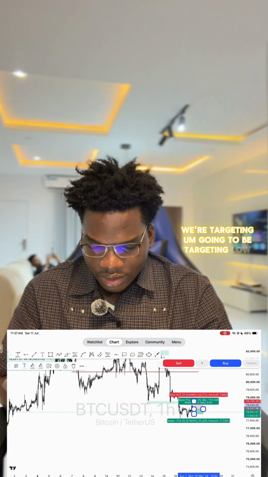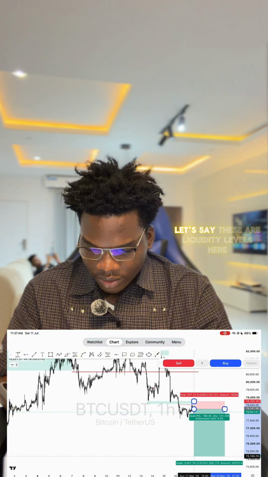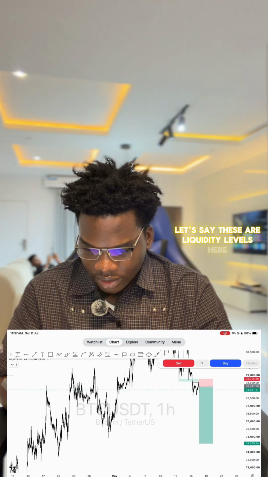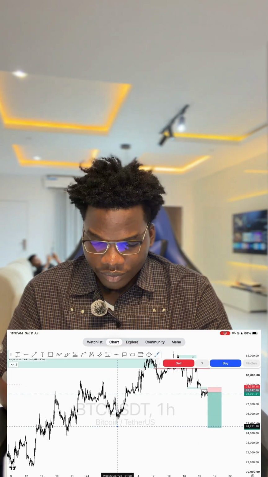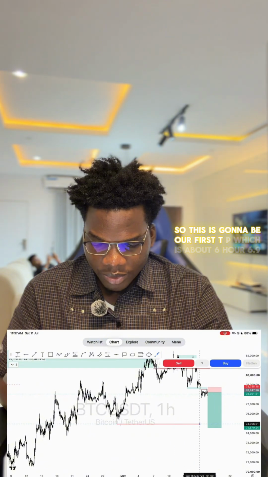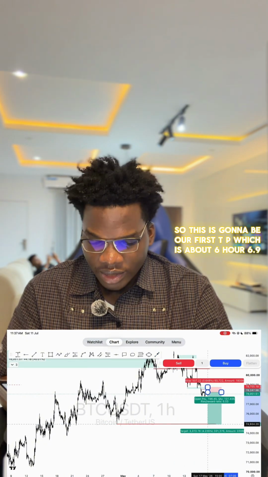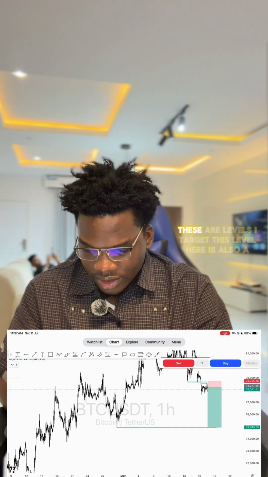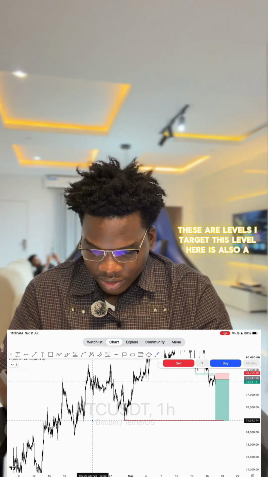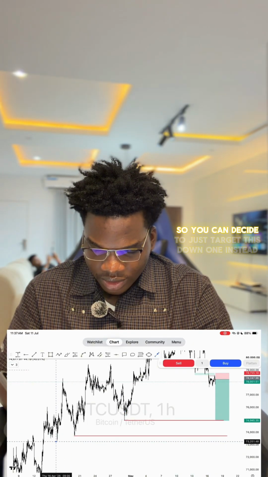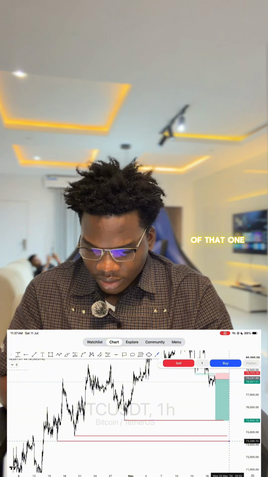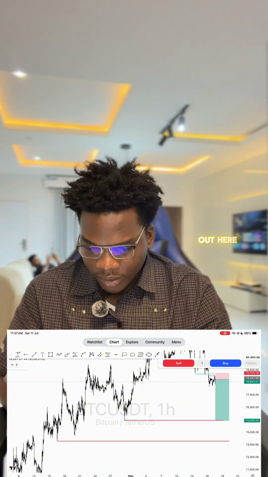We're going to be targeting a low. Let's say these are liquidity levels here. This particular level here is a liquidity level. So this is going to be our first TP, which is about 6.9 RR. This is another level. These are levels I target. This level here is also a liquidity level. So you can decide to just target this down one instead of that one, since price is expected to come and take out here.